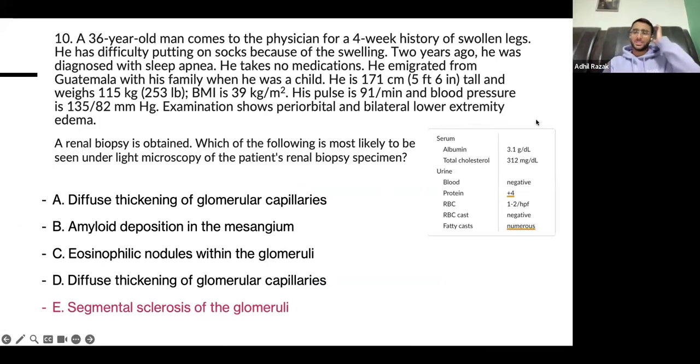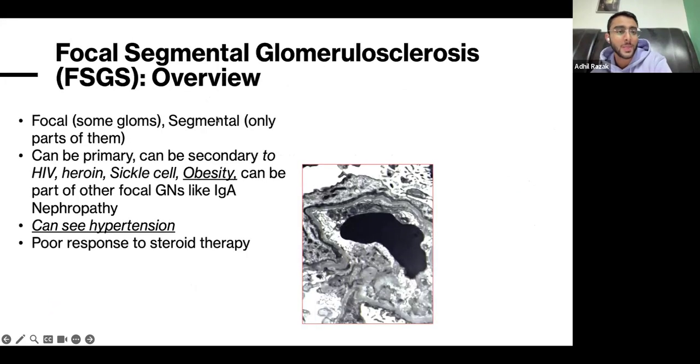It's not what really stumps you in most questions, nephrotic and nephritic. But yeah, it's segmental sclerosis of the glomeruli, and as you rightly mentioned, it is focal segmental, and obesity is another cause for it. So what it pretty much means is that focal, only some glomeruli are affected. Segmental, only some parts of the glomeruli are affected, and it is still nephrotic syndrome and you're still losing protein a lot.